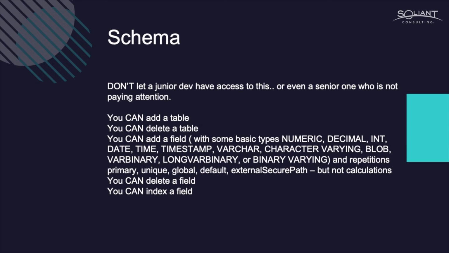You have to tell it what type it is. It supports repetitions. Not everybody loves those, but it does support them. And there are some extra parameters you can add about whether you want this to be a primary, unique, global, the default, or if you're setting up a binary field, you can also give it the relative external secure path. You can therefore also delete a field from a table, but also you can trigger an index. You can now say, using OData, right, okay, I've got loads of stuff in there. Now I do want this to be indexed, and trigger the indexing.